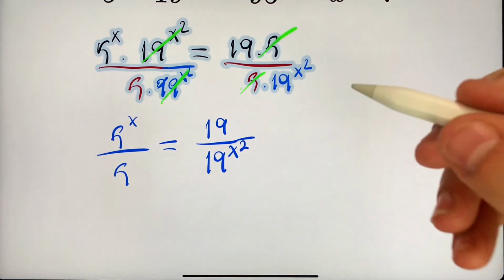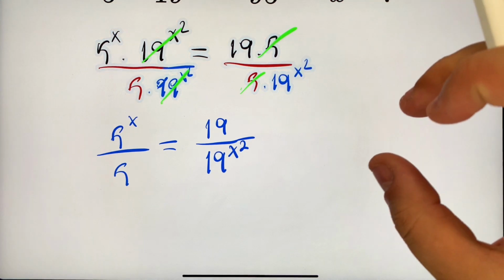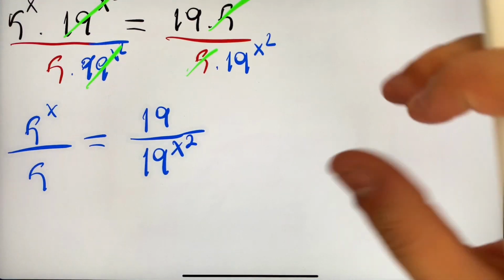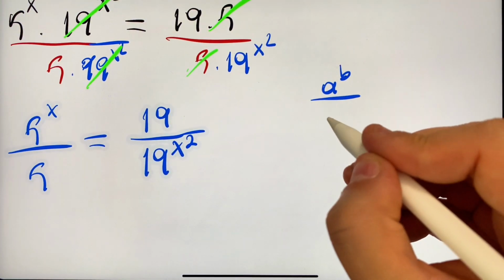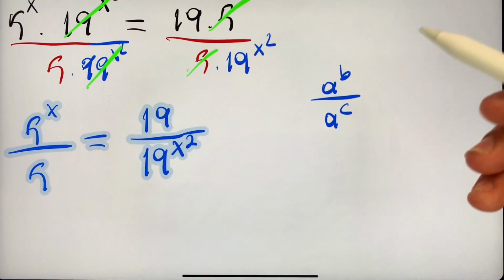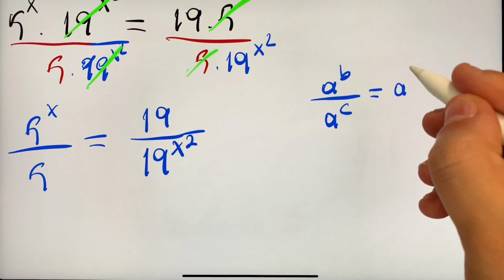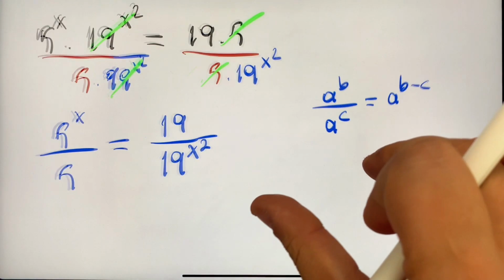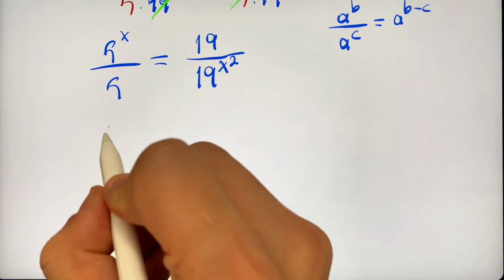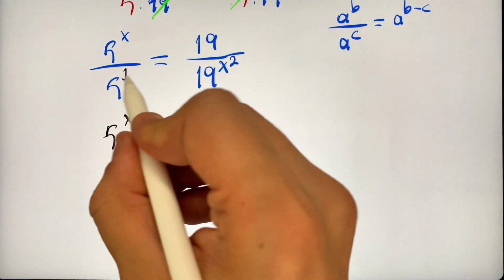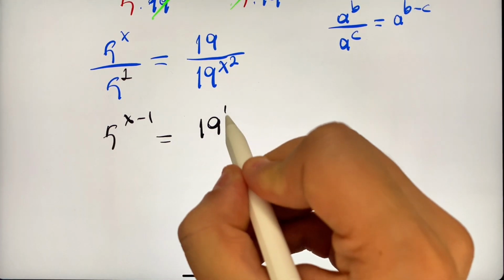Now you know why I did this. I'm trying to get expressions with the same bases. Let's remember this from exponential expressions: a to the b over a to the c, that is, in expressions with the same bases, what were we doing when we did the division? We were writing a to the b minus c. Let's apply it immediately in our question. What will this be over 5? There's a hidden 1 there. 5 to the x minus 1 is equal to 19 to the 1 minus x squared.